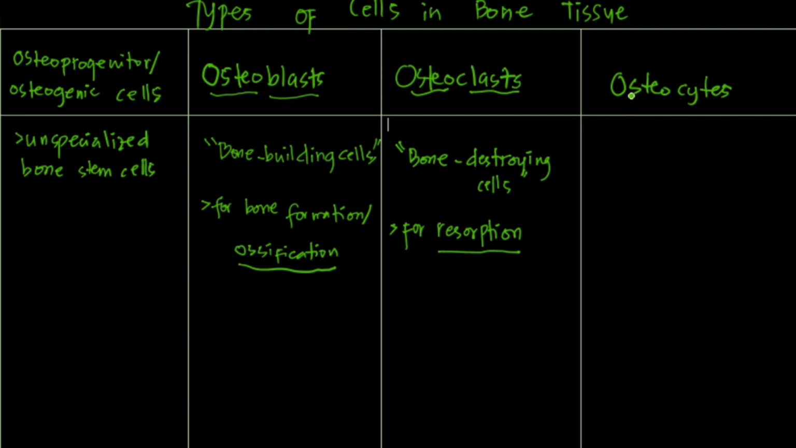Then the other one is your osteocytes. From the word osteo, which means bone, and cyte, which is cell. This type of cell in your bone tissue is said to be the mature type of bone cells. They are also the main cells of the bone tissue.